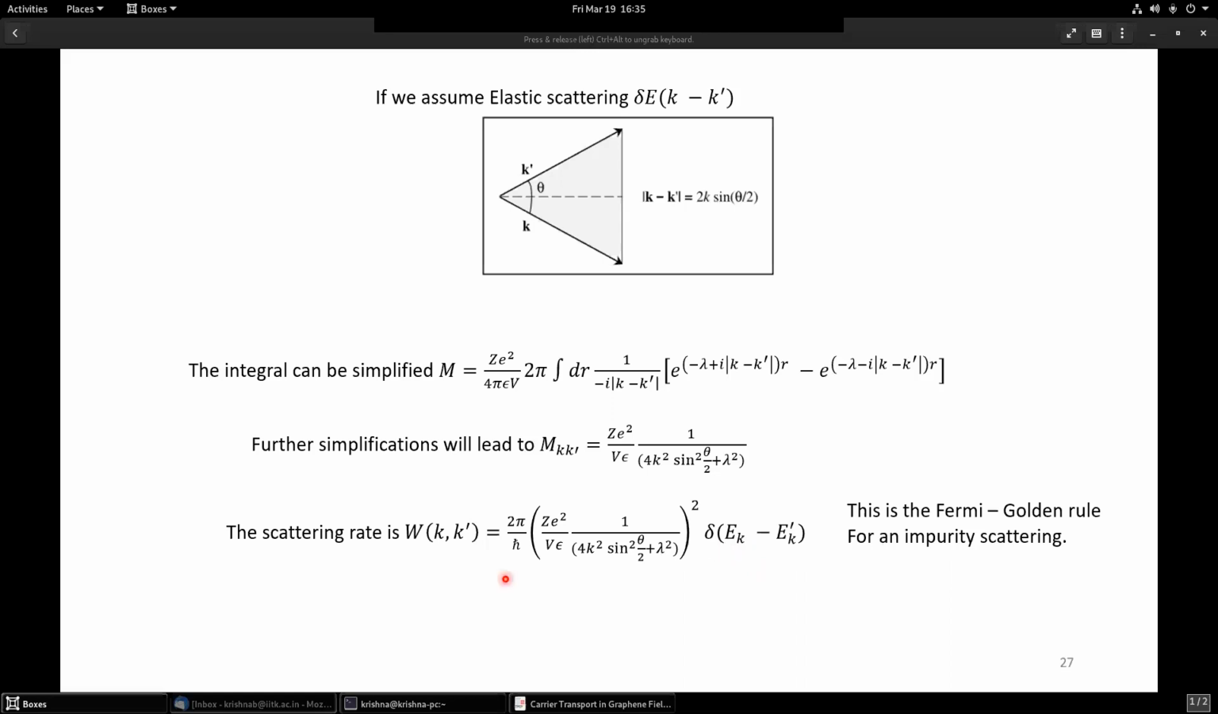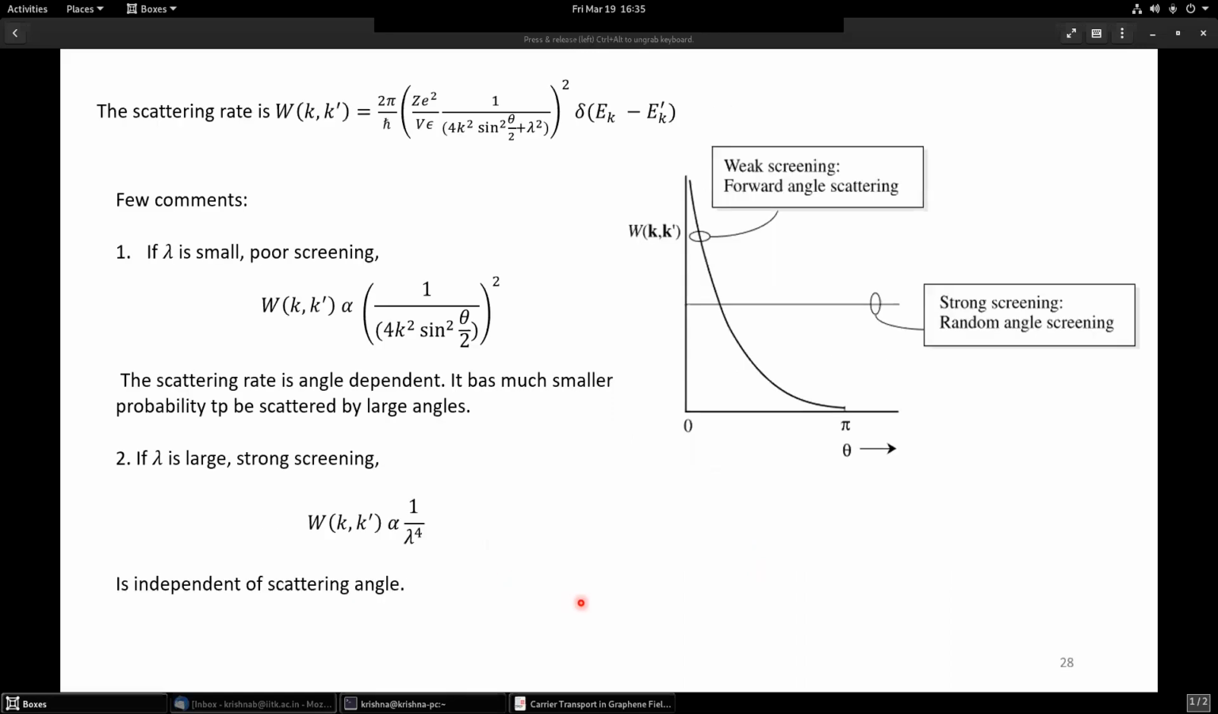Once we know the scattering rate, there are a few comments that one can make. In this equation, if lambda, that is the screening constant, is small, in the sense that the electrons do not screen, you do not have a sufficient number of electrons in the material. Let's say you have an insulator. An insulator does not have a lot of free carriers, right? So it does not screen so well. If lambda is small, or if the screening is poor, then the scattering rate is proportional to 1 by 4k squared into sine squared theta by 2, right? So the scattering rate goes like this.